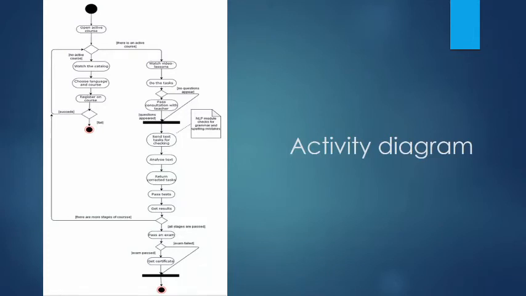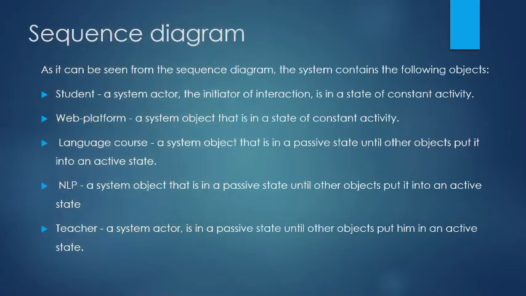As can be seen from the sequence diagram, the system contains the following objects. Student, a system actor, the initiator of interaction, is in a state of constant activity. Web platform, a system object that is in a state of constant activity. Language course, a system object that is in a passive state until other objects put it into an active state.